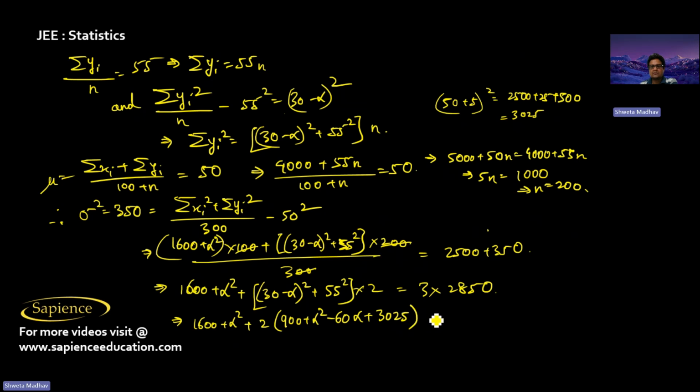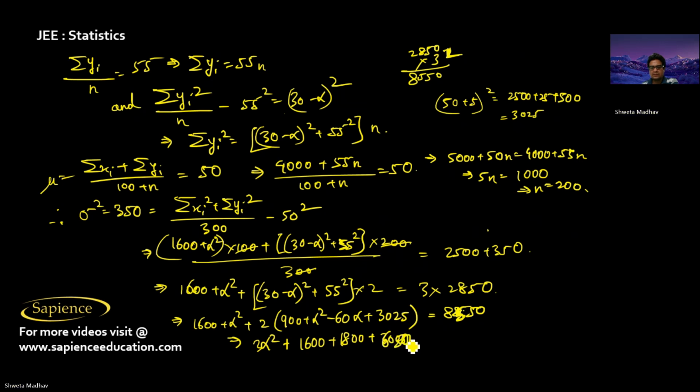Is equal to 2850 into 3, that is 8550. So then this would be 3 alpha square plus 1600 plus 1800 plus 3025 into 2, that is 6050.